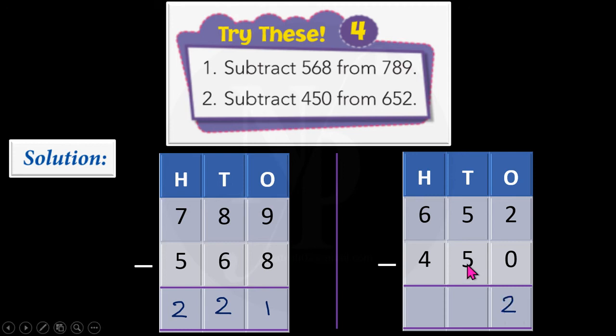Now subtracting 5 tens from 5 tens, we get 0. Subtracting any number from itself gives us 0. Here we subtract 4 hundreds from 6 hundreds and we get 2 hundreds. So we write 2 in hundreds place. Therefore the difference is 202.